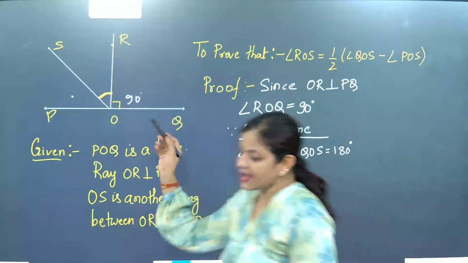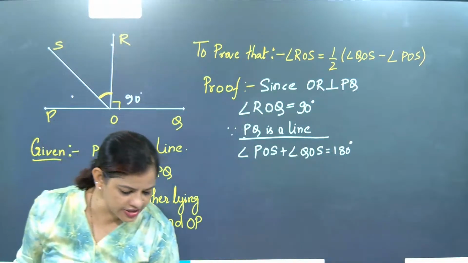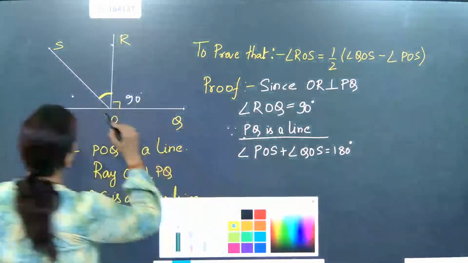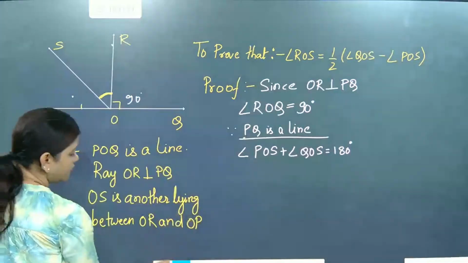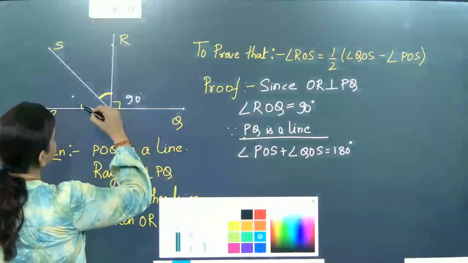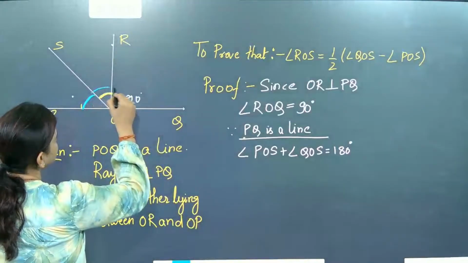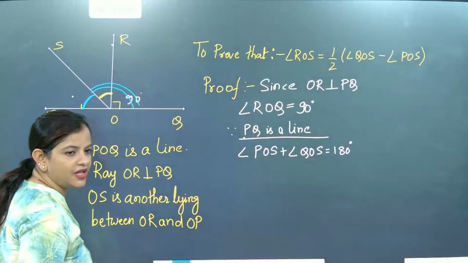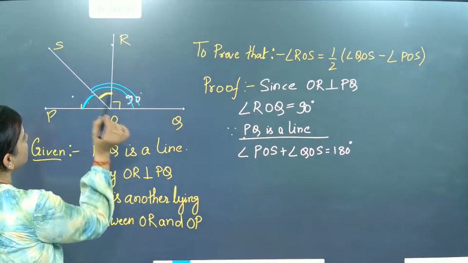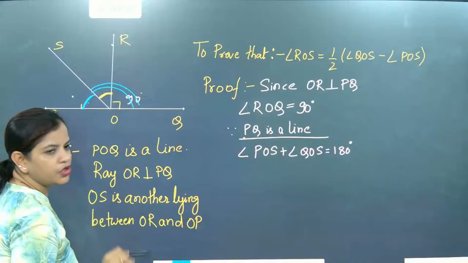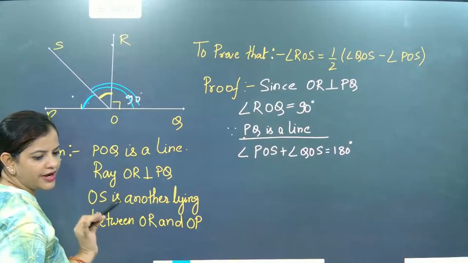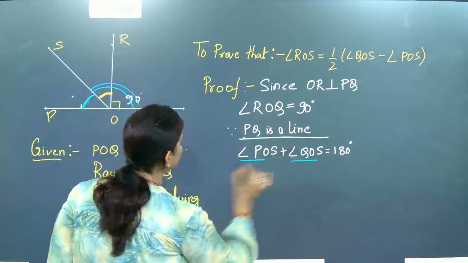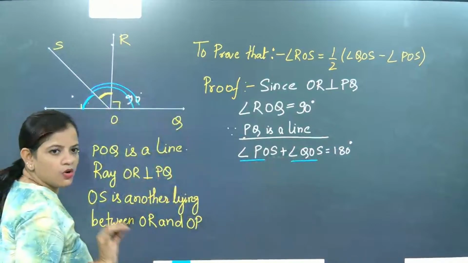Correct? Now this angle, which two angles have we taken? Kindly check this one out. We have taken these two angles. We have taken this part plus this part. This total is equal to 180 degrees. That is angle POS plus angle QOS is equal to 180 degrees. Understood? So we have written angle POS and QOS is equal to 180 degrees.